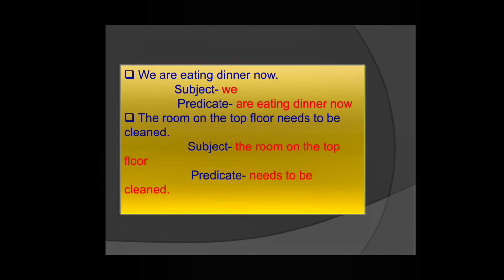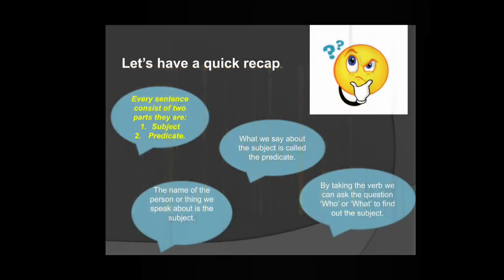The subject is not complete. The subject telling the full information is the room on the top floor. Which room needs to be cleaned? The room on the top floor. So the subject is the room on the top floor. And the predicate is needs to be cleaned.